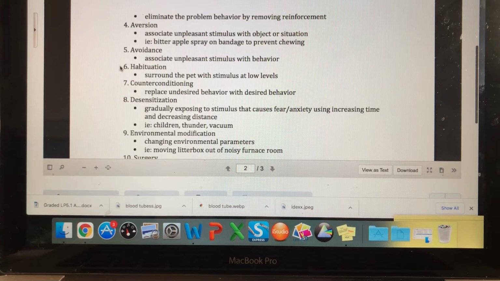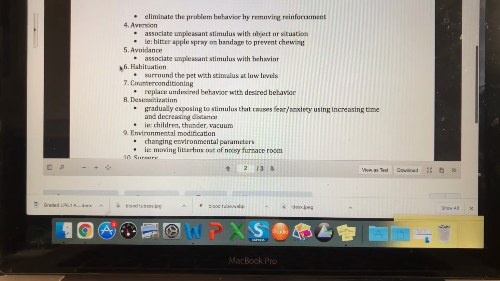Avoidance as well, same kind of idea. So aversion is more associating the unpleasant stimulus with an object. Avoidance is associating an unpleasant stimulus with a behavior. So I'm trying to think of something. Like if every time your cat meows and you don't like them meowing, you sprayed them with water. I'm not saying to do that. That's cruel, I think. Cats want to talk just like we do. But basically we're associating something with a behavior as opposed to an object. So aversion is for objects, avoidance is a behavior, okay? Both are associating an unpleasant stimulus with it.